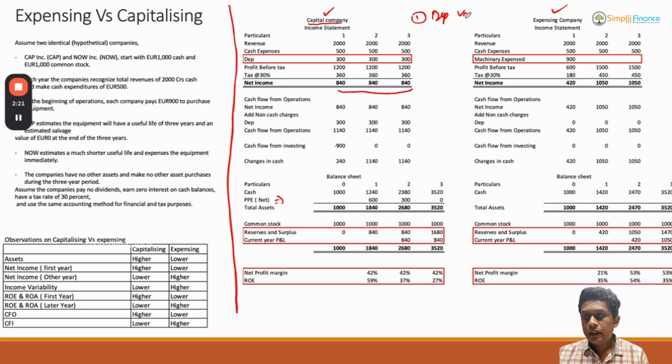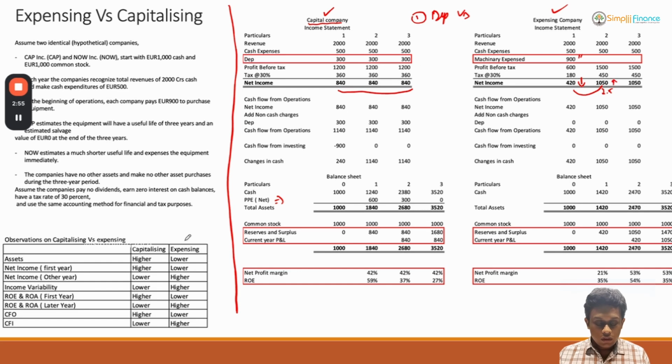But if I am expensing the entire tables, what happens? The first year has the entire 900 rupees expensed off. So the net income is shrunk significantly in the first year compared to the two companies. But if you see the jump year on year, the net profit jumps significantly here. You can see it's almost 2.5 times. The reason is there is no other depreciation to show here, and that's why it's jumped up by 2.5 times.